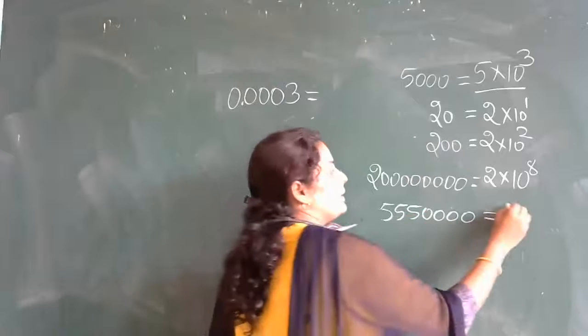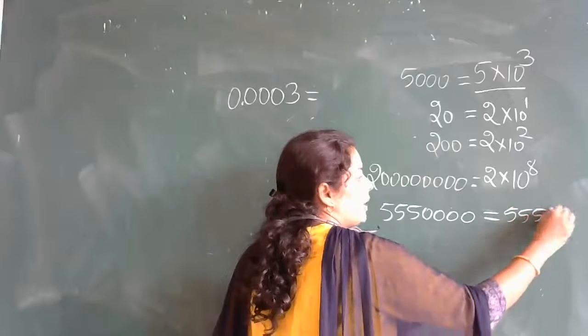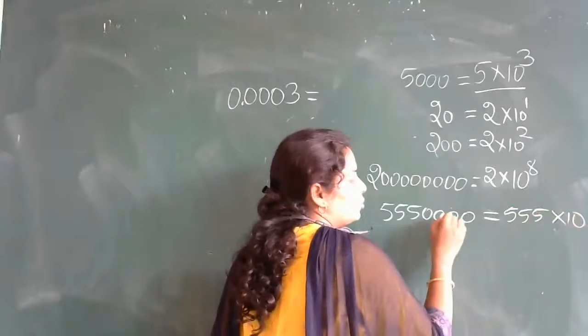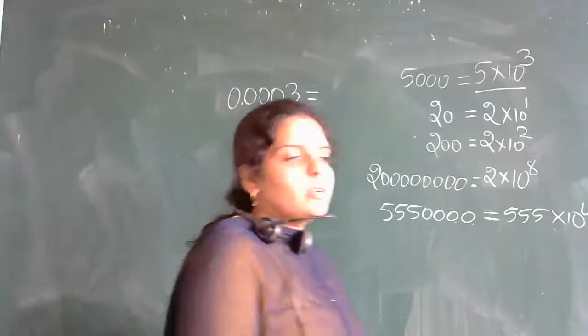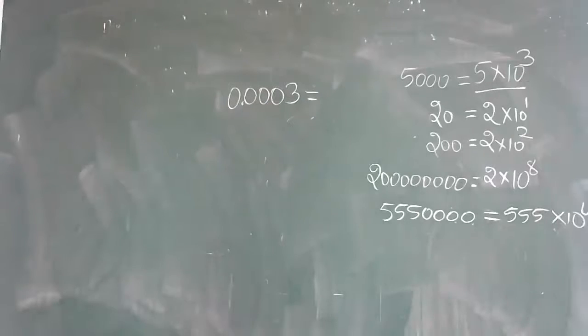So this I can write as 555 into 10 to the power 4. If you express it in that way, this is called scientific notation. Always remember that whatever answer you write, you need to express in terms of scientific notation in your college, whatever sums you are using.